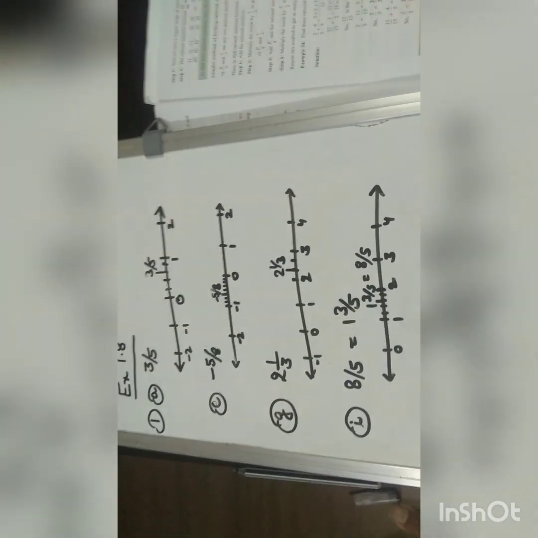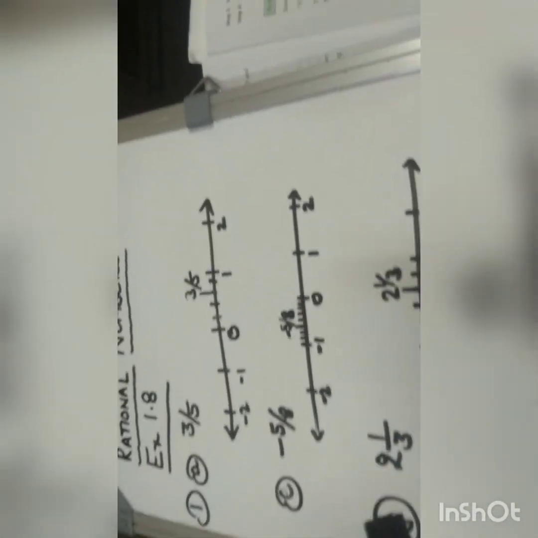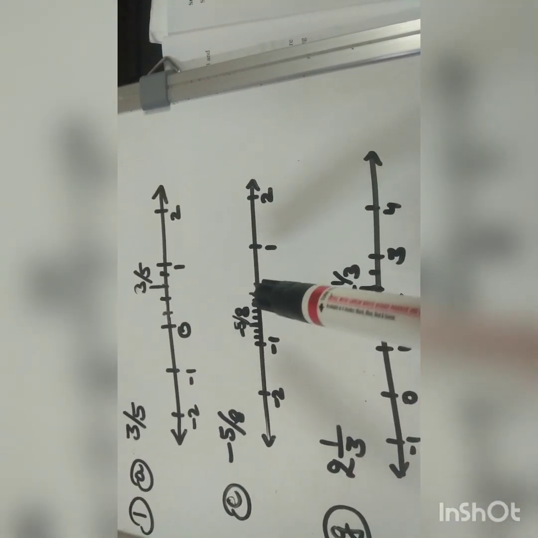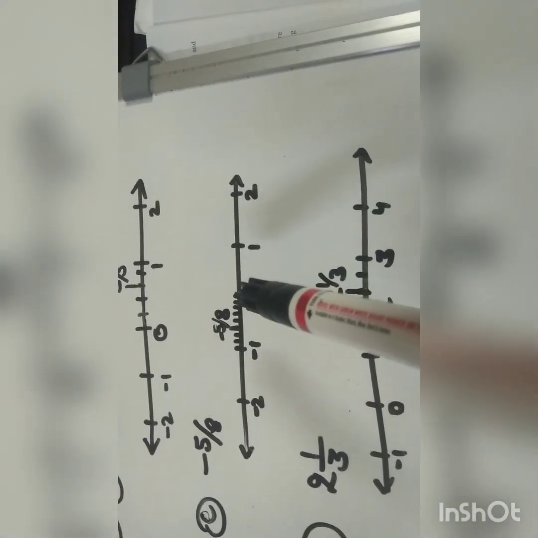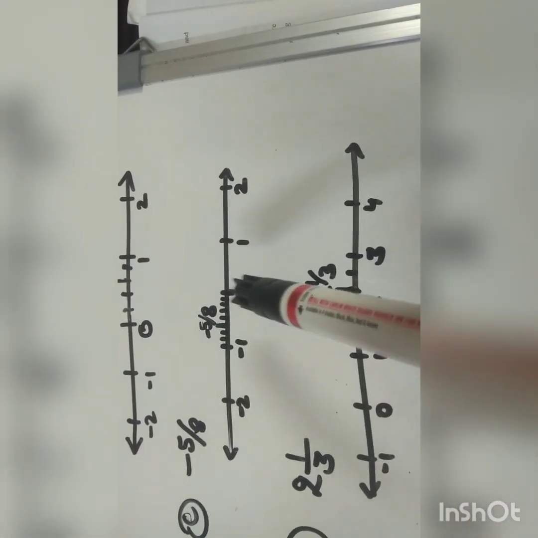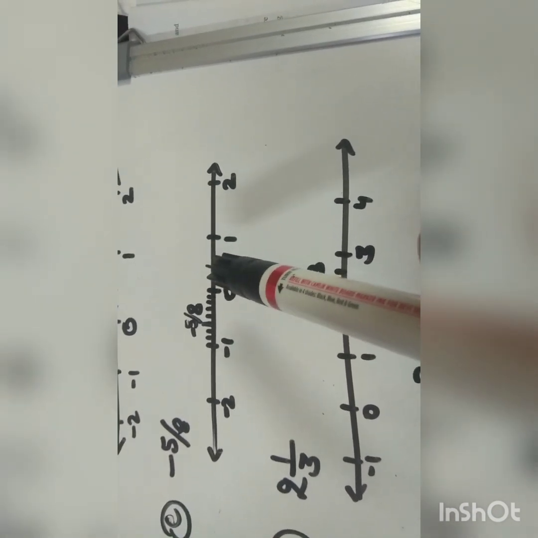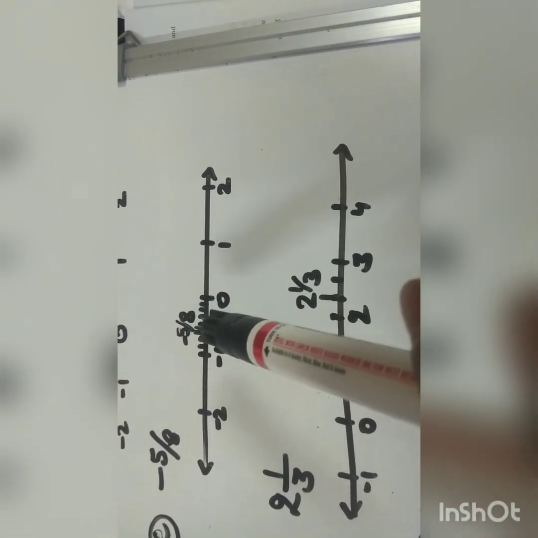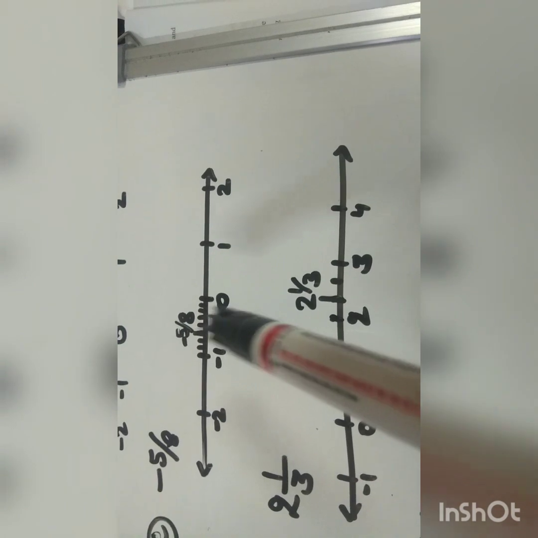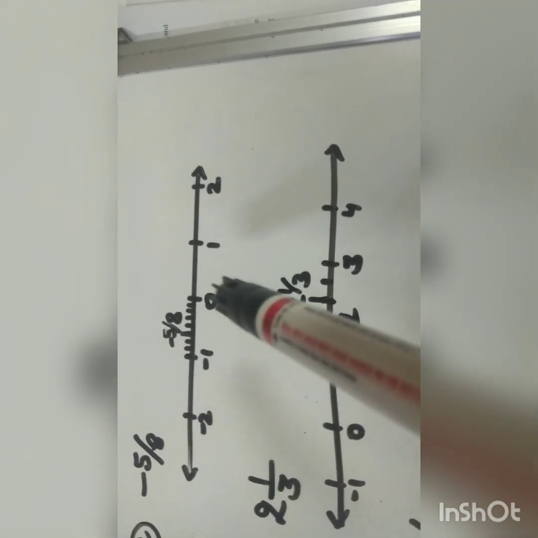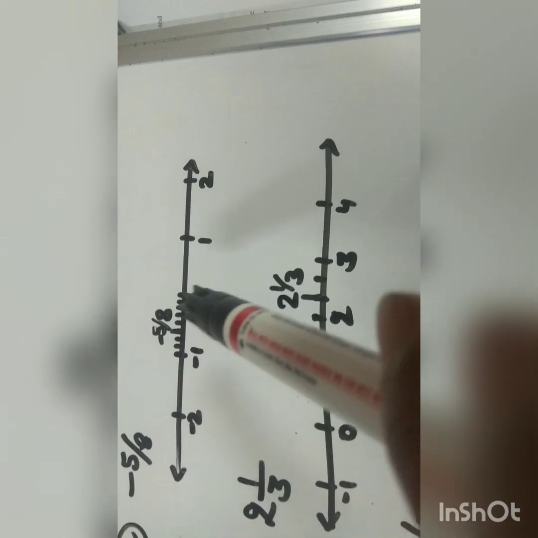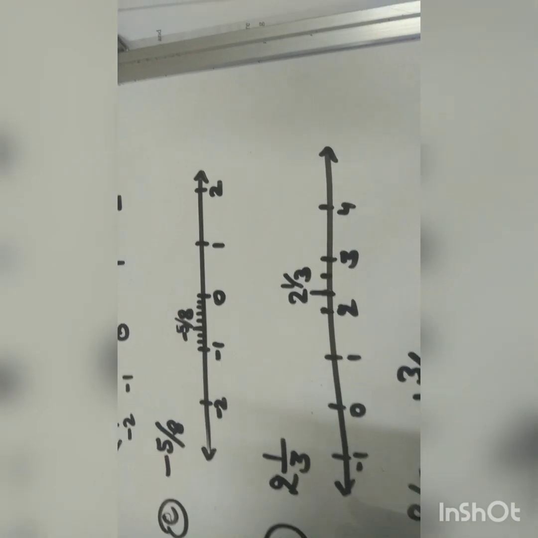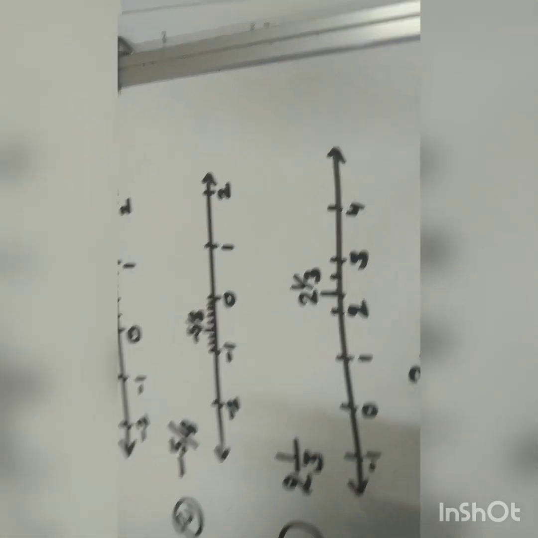Now we move on to the next part, minus 5 by 8. In minus 5 by 8, that is from 0 to minus 1, divide the portion into 8 equal parts. Now from 0 start counting up to 5: 1, 2, 3, 4, 5. So minus 5 by 8 will be the fifth line there. Now when you are dividing into 8 equal parts, you will be drawing 7 lines only. Remember that. Not that you draw 8 lines, because then it will be 9, minus 5 by 9. So don't make that mistake.